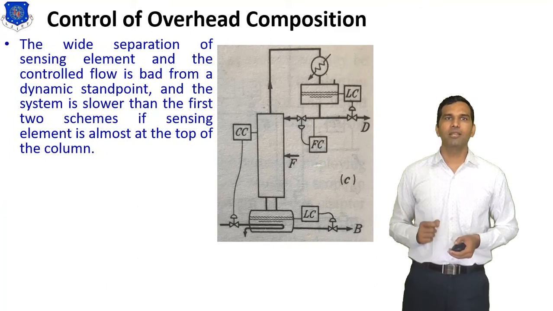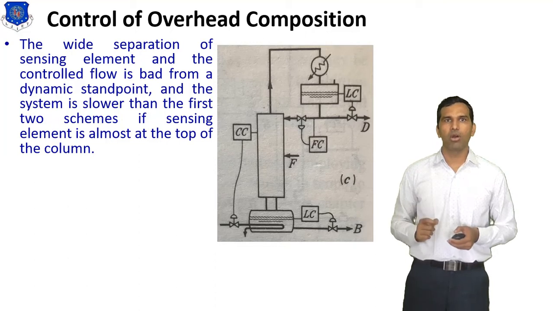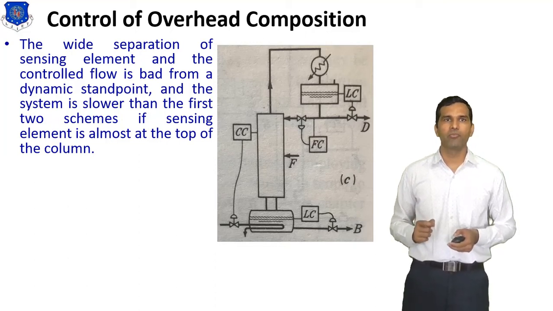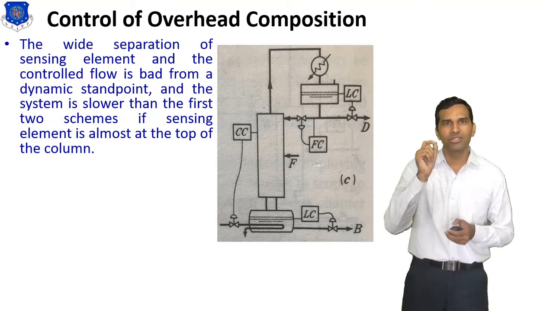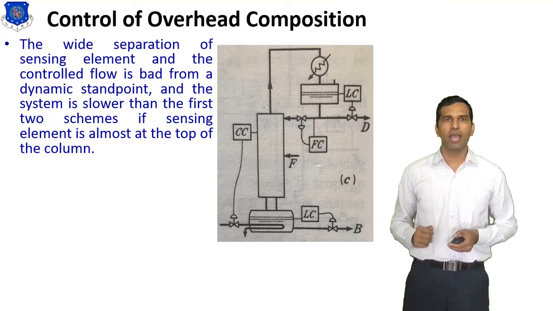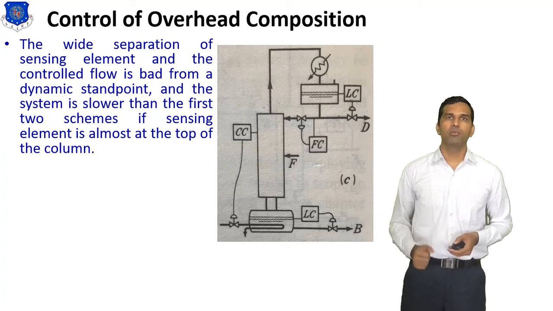The wide separation of sensing element and the control flow is made from a dynamic standpoint, and the system is slower than the first two schemes if the sensing element is almost at the top of the column. So this is the limitation of this control scheme.